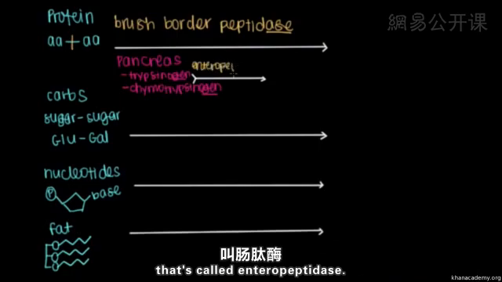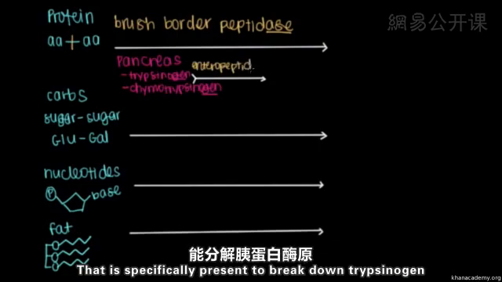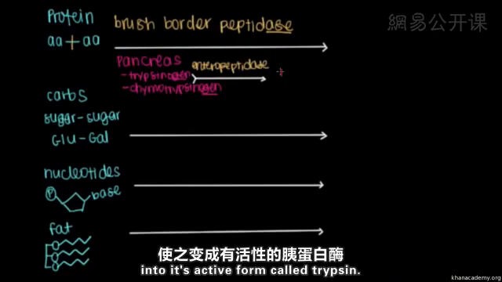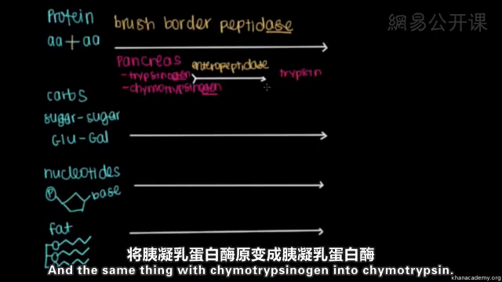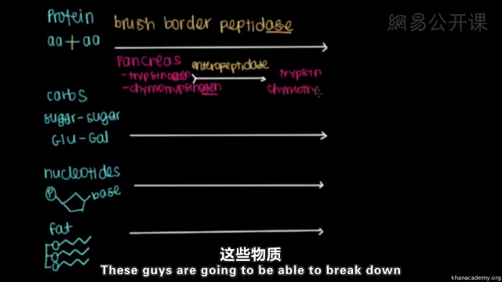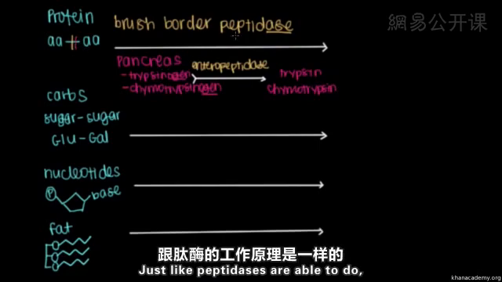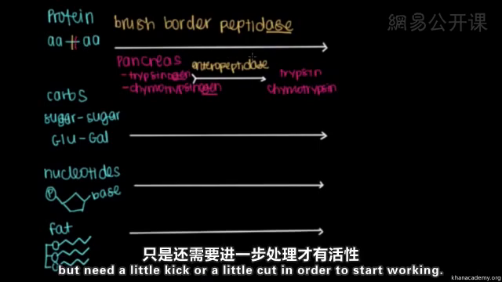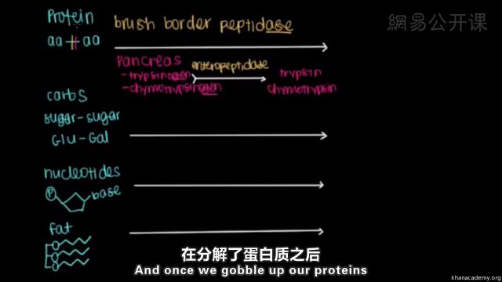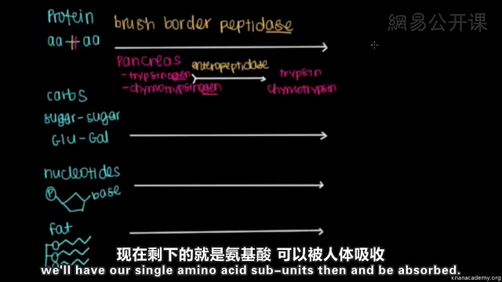enteropeptidase. Enteropeptidase is specifically present to break down trypsinogen into its active form called trypsin, and the same thing with chymotrypsinogen into chymotrypsin. These guys are going to be able to break down your peptide bond as well, just like peptidases are able to do, but need a little kick or a little cut in order to start working. And once we gobble up our proteins, we'll have our single amino acid subunits and they'll be absorbed.